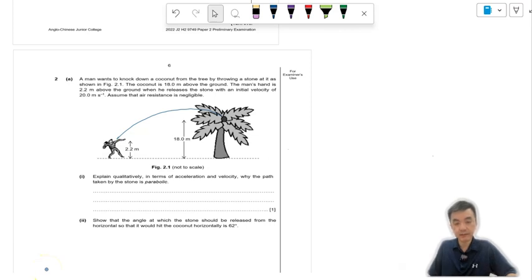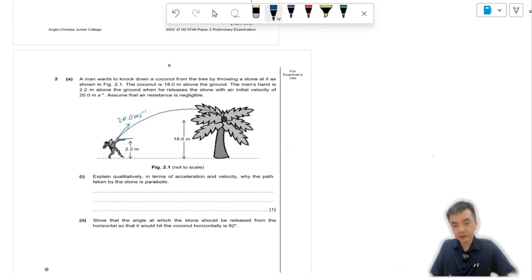I've got a man who wants to knock down a coconut from a tree by throwing a stone, shown in the figure. So we're going to draw the parabolic path over here. The coconut is 80 meters above ground. The hand is 2.2 meters above ground, and releases the stone at an initial velocity of 20 meters per second. Let me put the information in, 20 meters per second.